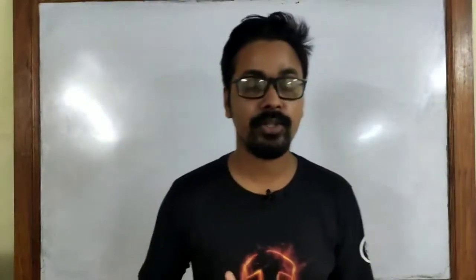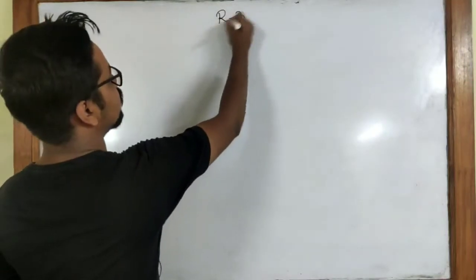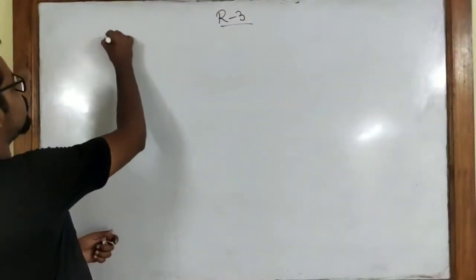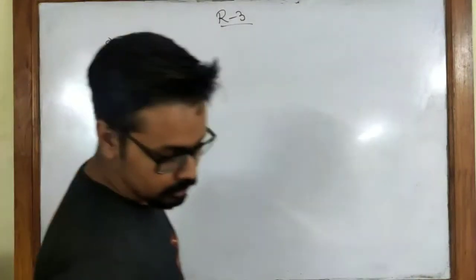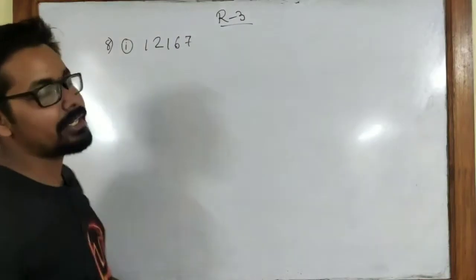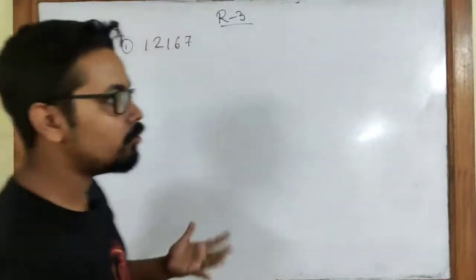Okay, so we start with exercise R3, and the confusion was regarding question number 8. So let's try question number 8, number 1. What we have to do here is, we are given a number and we are asked to find the cube root without actual factorization. So how do we do this?